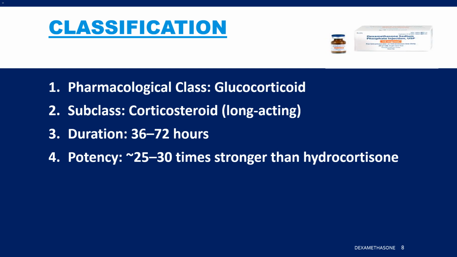3. Duration. The effects of dexamethasone can last for 36 to 72 hours, making it suitable for use in situations where a prolonged anti-inflammatory or immunosuppressive effect is desired. 4. Potency. Dexamethasone is approximately 25 to 30 times stronger than hydrocortisone, a naturally occurring glucocorticoid, highlighting its high potency and effectiveness in managing various medical conditions.